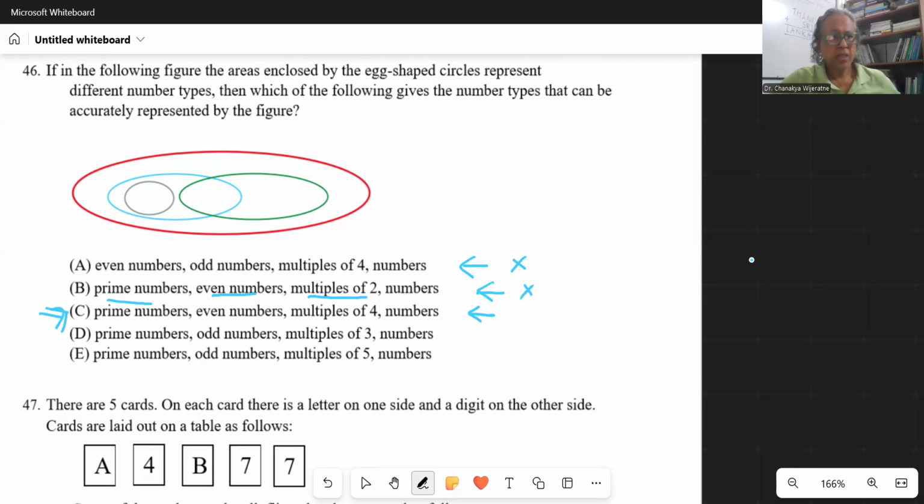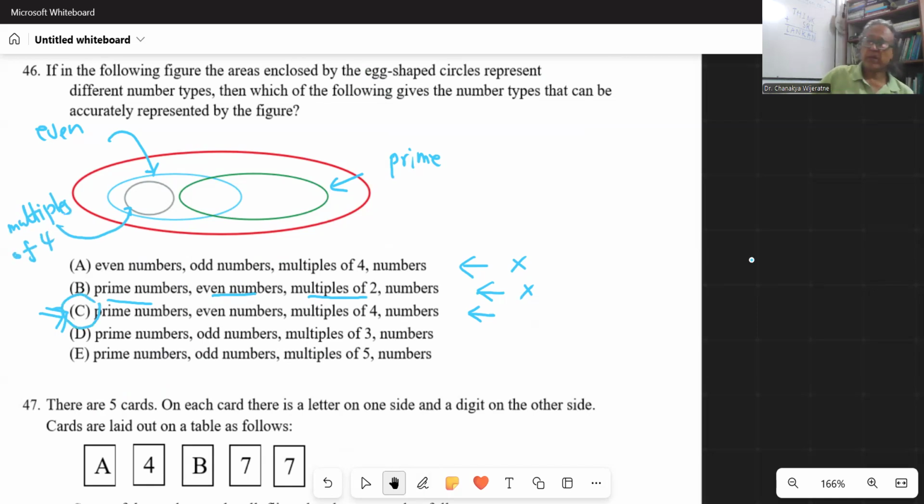So this fits. So in prime numbers, we can have this could be prime, right? And blue, even, and gray, multiples of 4, right? Okay, so this is the answer, but you need to check that D and E are not correct, all right? Okay, so we move on to the next question.